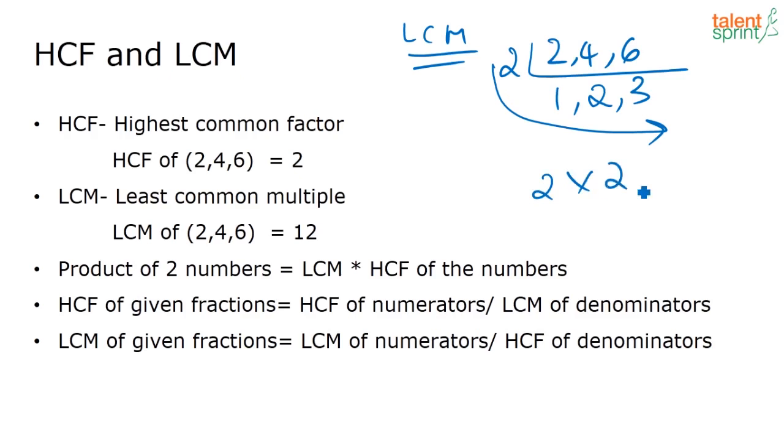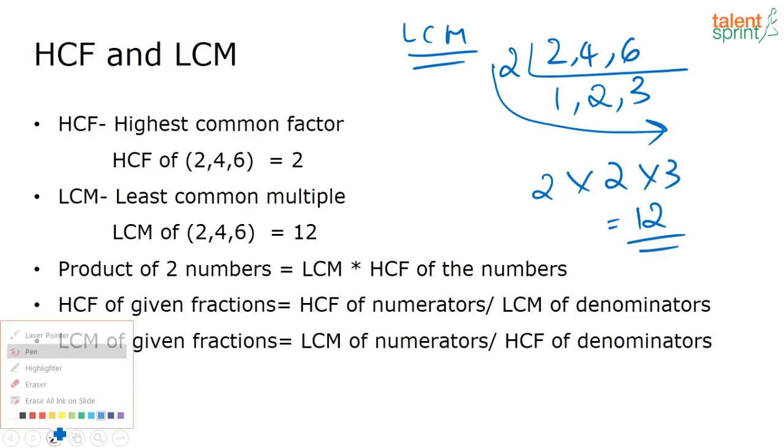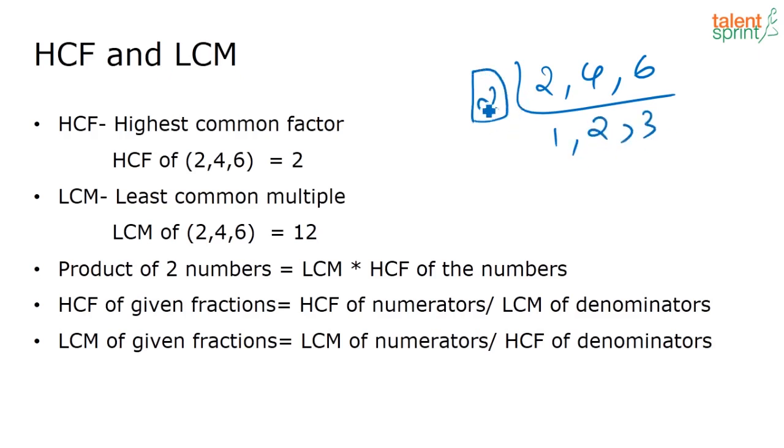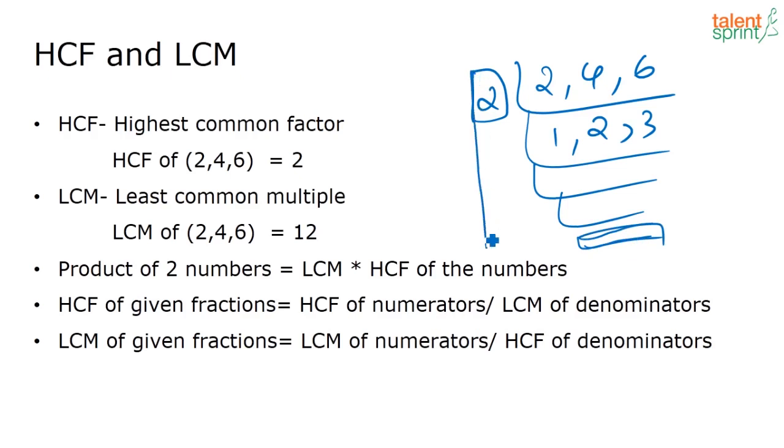So 2 into 2 into 3, that is 4 3s are 12. That will be your LCM for this set of numbers. Now, same way, how do you find the HCF? For 2, 4, 6, again I am going to divide by 2. When I divide it, I get 1, 2, 3. Now here, I just need to take the values that appear here. If the division keeps on going and some value comes here, don't take the value that comes here for HCF, just multiply the values that come here. That will give you the HCF.